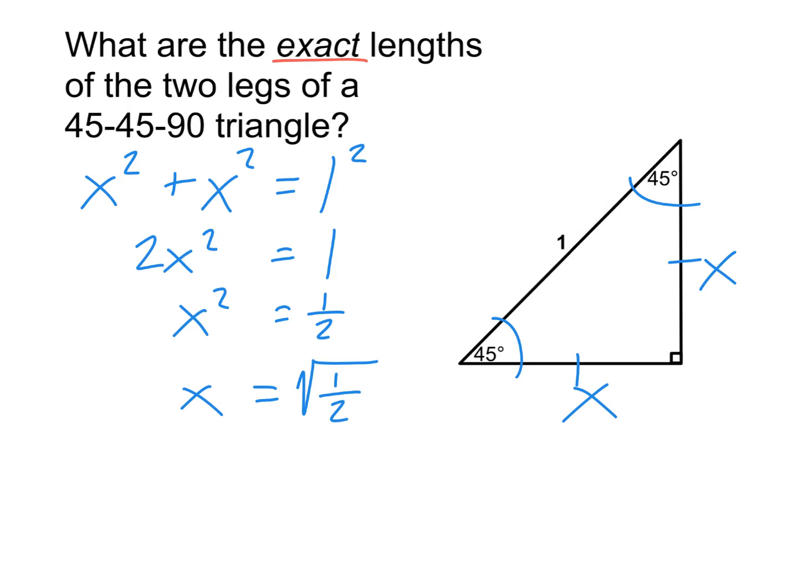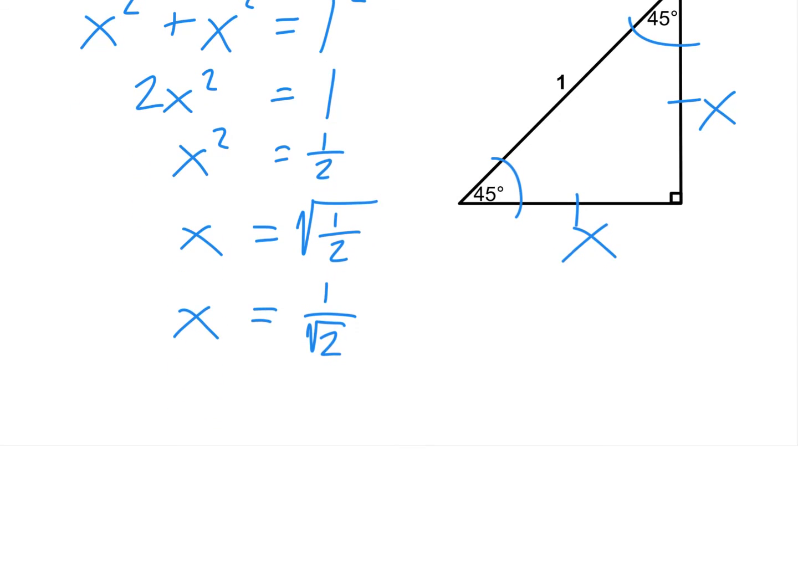So I'm going to do the square root of 1/2. In order to square root a fraction, you square root the top and the bottom separately. The square root of 1 is 1, and on the bottom, the square root of 2 is just the square root of 2. Now remember, I don't want to leave my answer in this form, because we never want to leave a radical in the denominator.